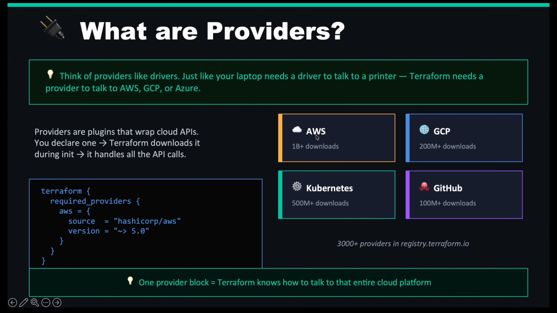We have 1 billion plus downloads for the AWS provider, and for GCP we have 200 million plus downloads. Same for Kubernetes and GitHub, around 500 and 100 million downloads. There are 3000 plus providers in the Terraform registry itself. One provider block means Terraform knows how to talk to the entire cloud platform. If you want to create an S3 bucket, EC2, EKS or anything, you just give the provider and Terraform will talk to the entire cloud platform itself. Let's go to the next slide.